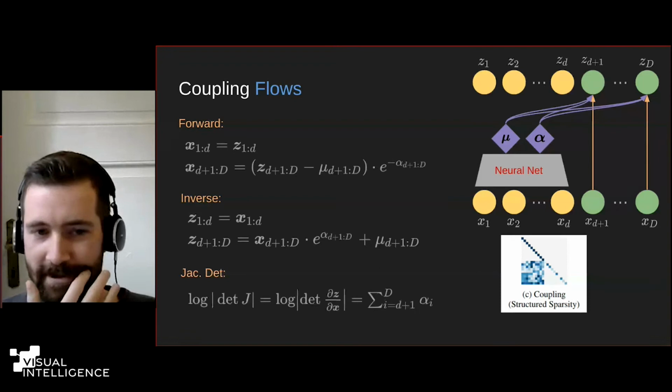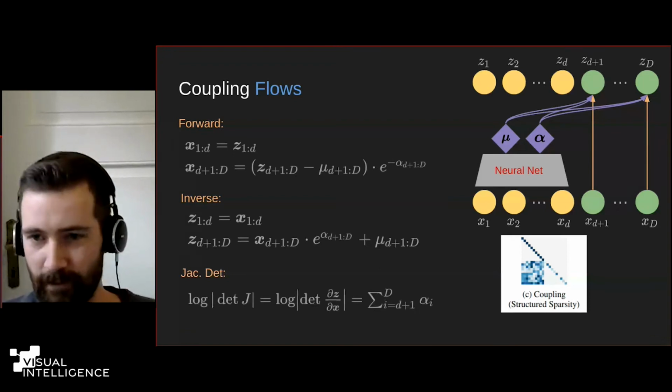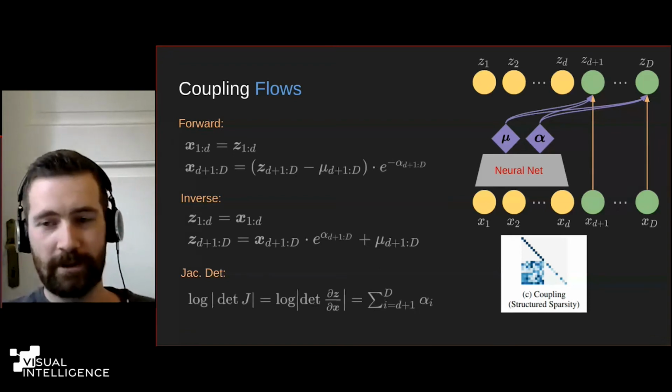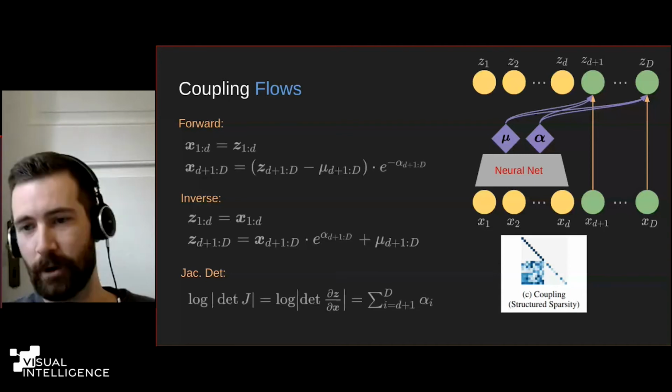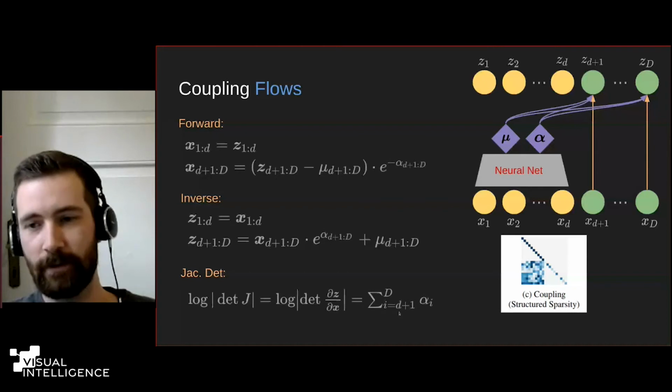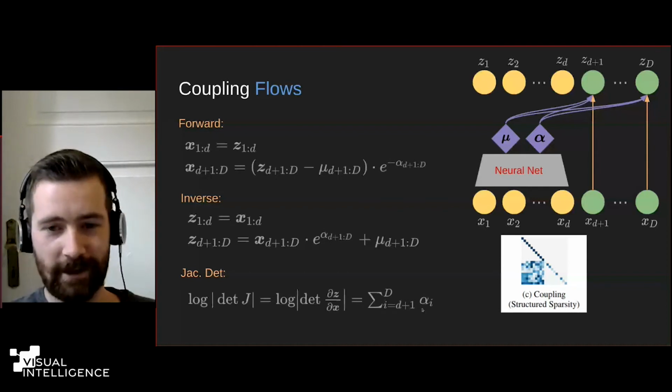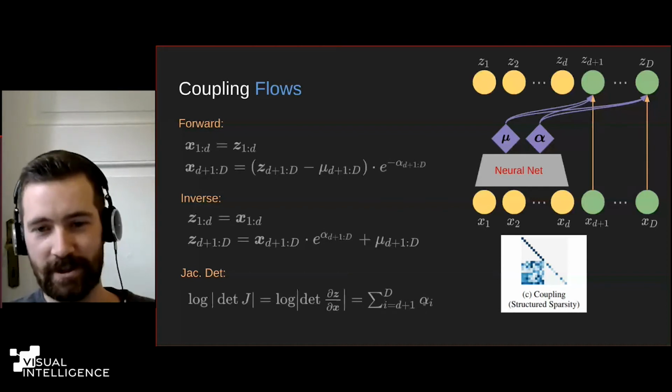And the Jacobian determinant is, because of the lower triangular structure of the Jacobian, really just the product of the diagonals. So in log form, it's the sum of the log diagonals, which is just the alphas for d plus 1 to D.